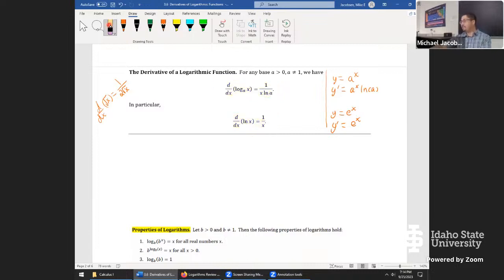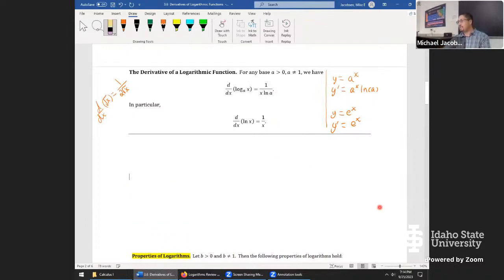That's really not too hard, honestly. Anytime there's a base a where it's not e, there's just a little bit of extra information like we see here. So let's derive that formula. That's a good choice because if you derive that formula, you've also proven the one down below. It's just a specific case where the base is e. So here's how it goes.